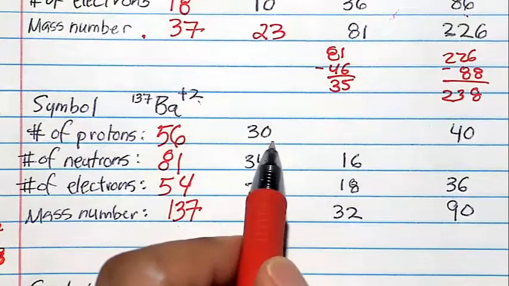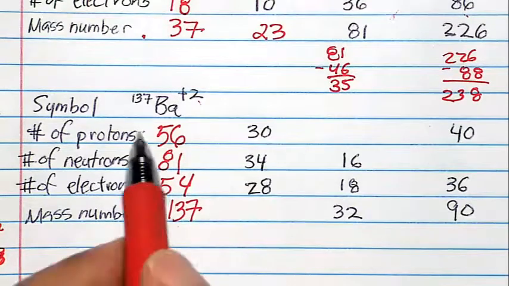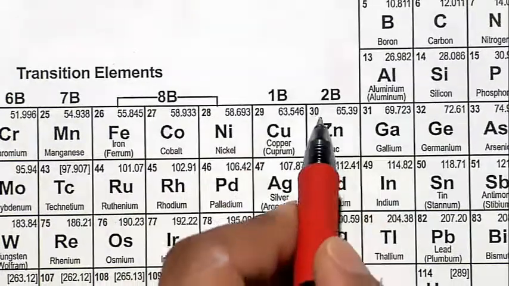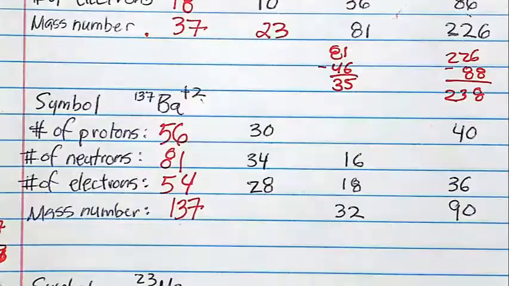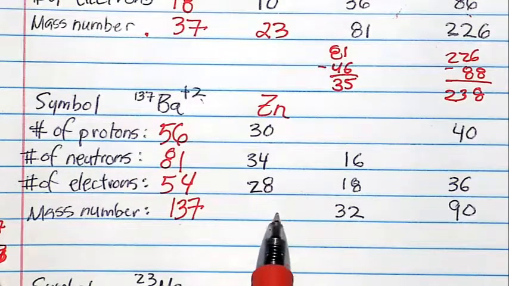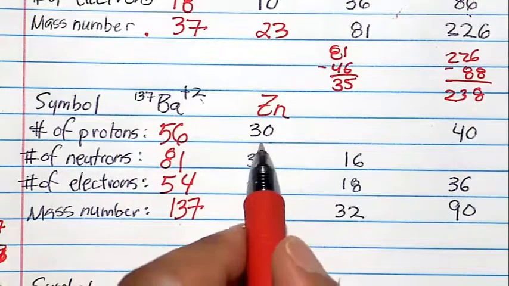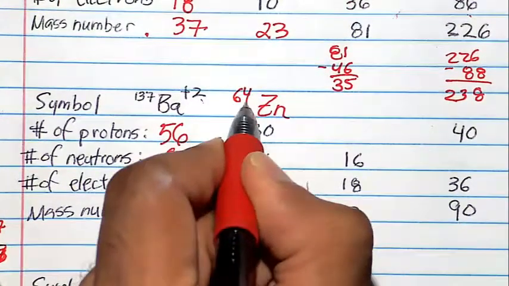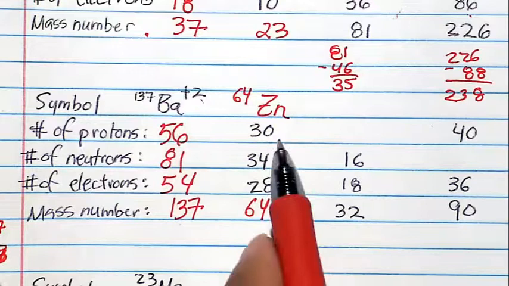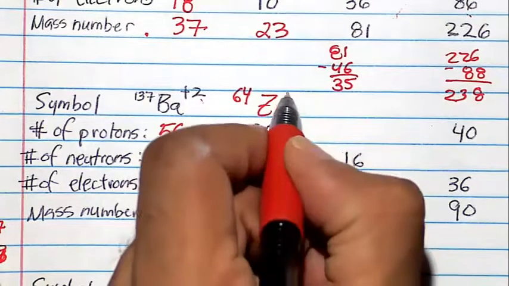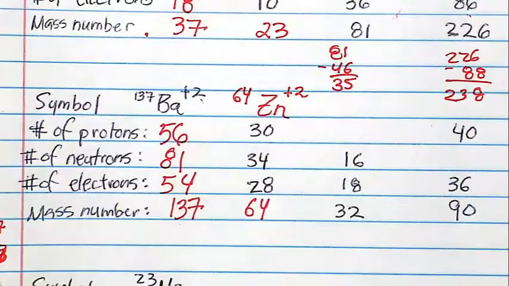How about this one? Number of protons is 30. Anytime you have number of protons being 30, that's a dead ringer to just automatically go to your periodic table. 30 protons is zinc. The mass number of zinc is 30 plus 34, which is 64, so I put my 64 here. It has 30 protons, the number of electrons is 28, so this has lost 2 electrons, plus 2.